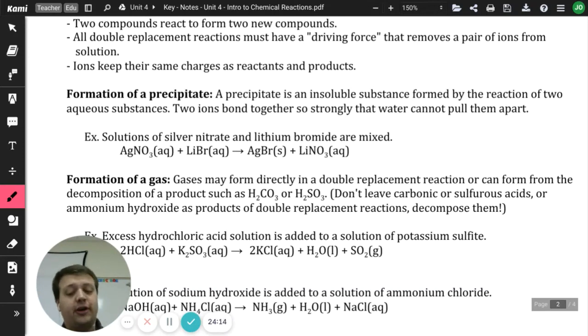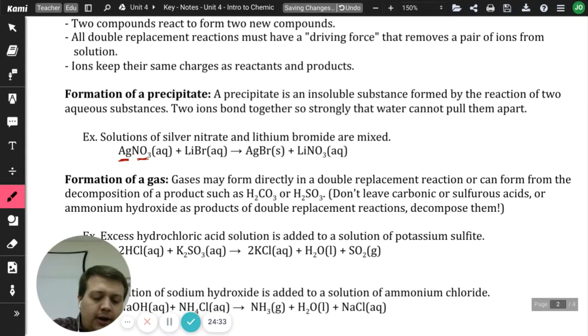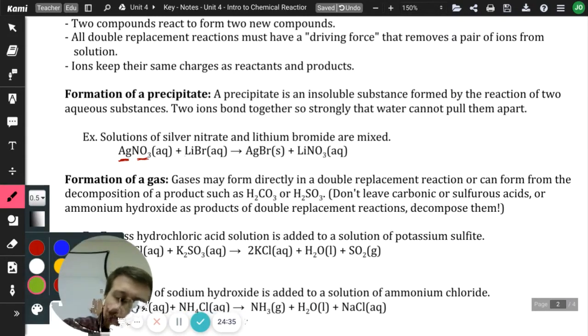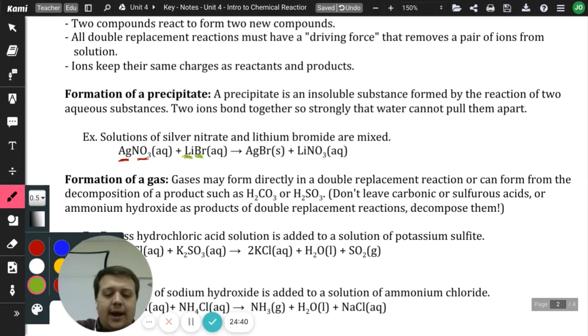Example, a solution of silver nitrate and lithium bromide. So I took silver nitrate, it dissolved in water. I took lithium bromide, it dissolved in water. When I did that, I swapped their partners. So silver was bonded with nitrate, and lithium was bonded with bromine. They swapped partners. So lithium swapped places with silver, and what we got is lithium is now bonded with nitrate, and silver is now bonded with bromide.